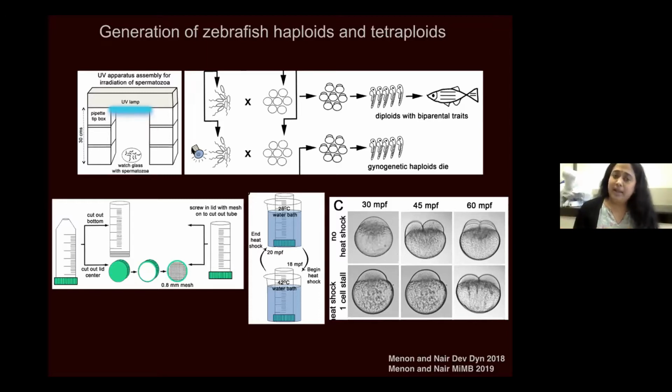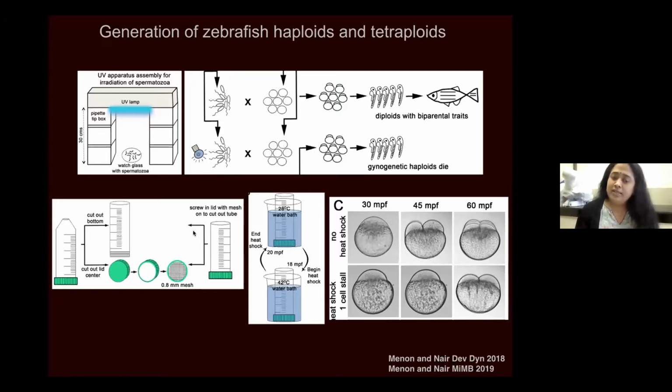We standardized this process a couple of years ago in the lab, and we can very efficiently generate haploid zebrafish by UV irradiating the sperm DNA and using the irradiated sperm to fertilize eggs. You can generate what are known as gynogenetic haploids, which completely lack the DNA component from the father and hence develop as haploids.